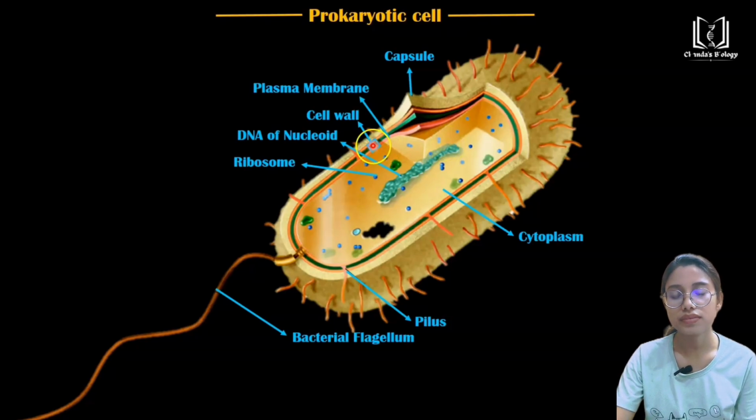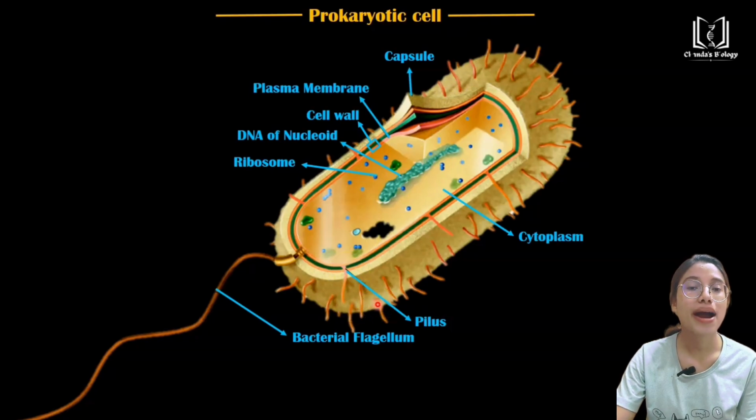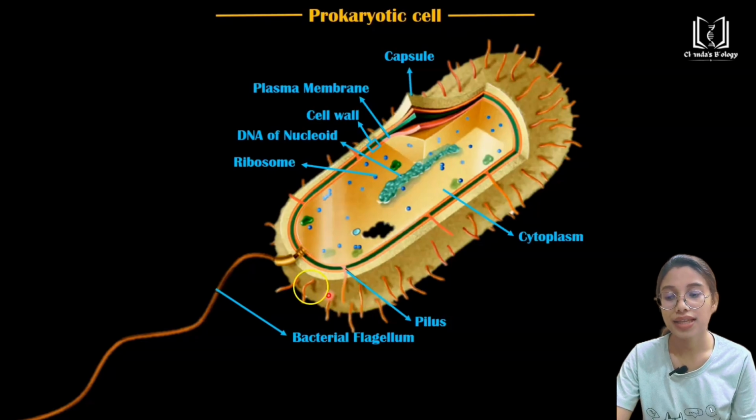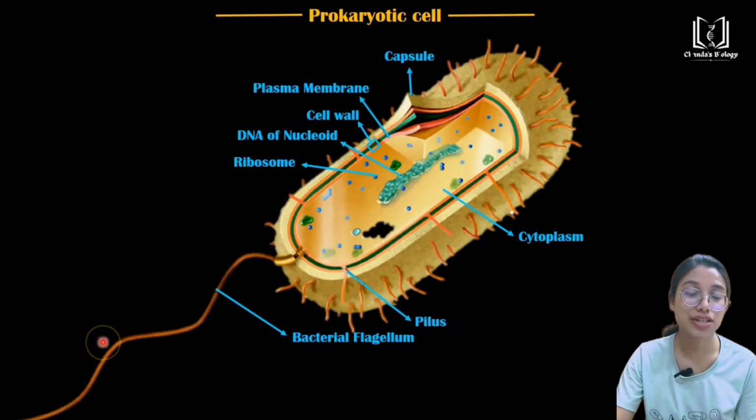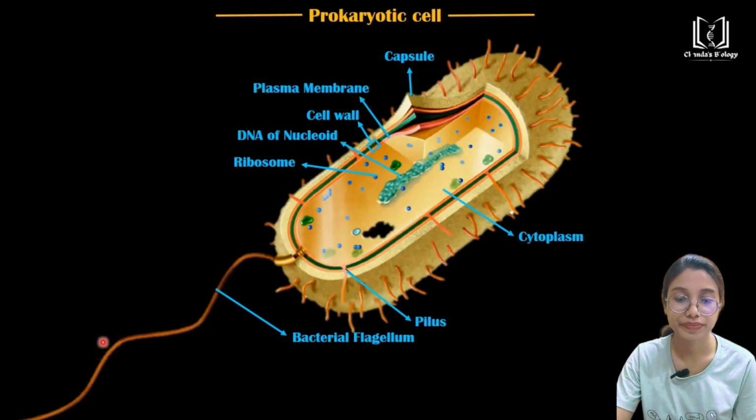The other difference is that there are no cell organelles such as mitochondria, chloroplast, and so on. Here the cell wall is very thick. It contains the cell wall, plasma membrane, as well as a capsule. There is also the presence of pilus, which is used for conjugation, the transfer of genetic material by physical contact. Then there is also the bacterial flagellum for movement of the cell. Okay, this is about the prokaryotic cell.